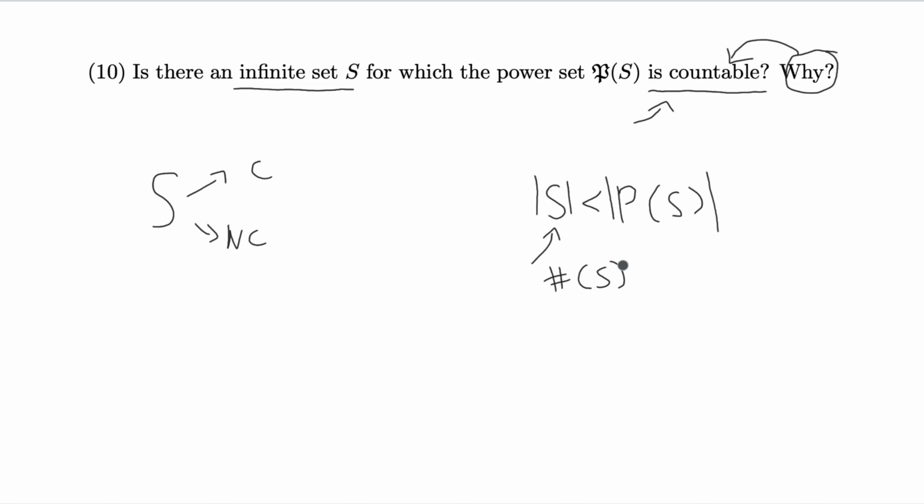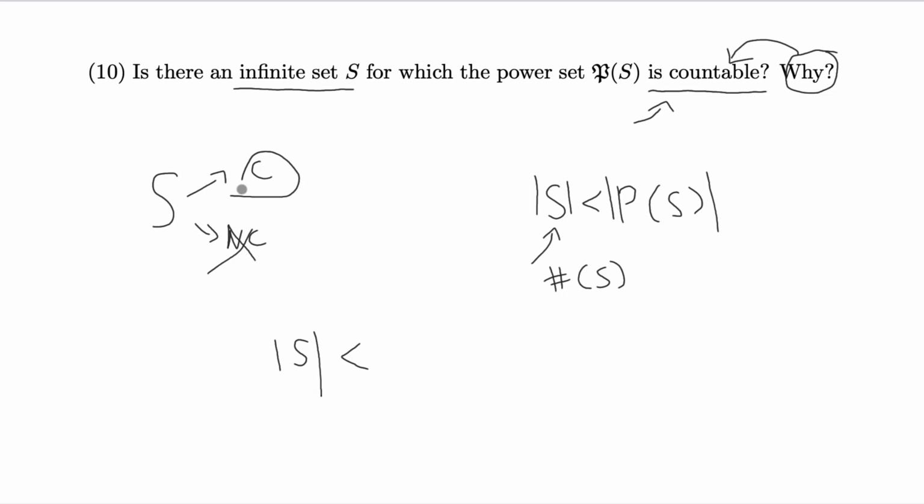So, since we have Cantor's theorem that the power set of a set has cardinality strictly greater than the cardinality of that set itself, then we can immediately eliminate this case, since if S is not countable and the power set has strictly greater cardinality, then it is also not countable.